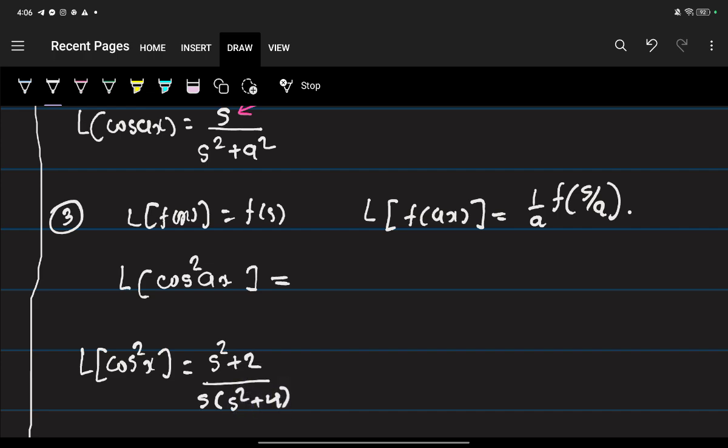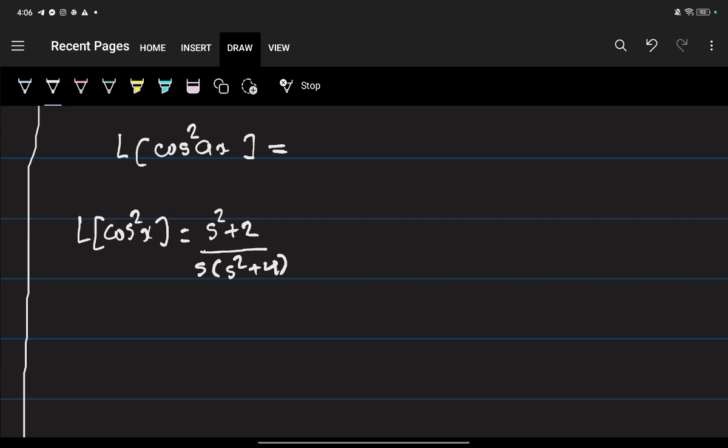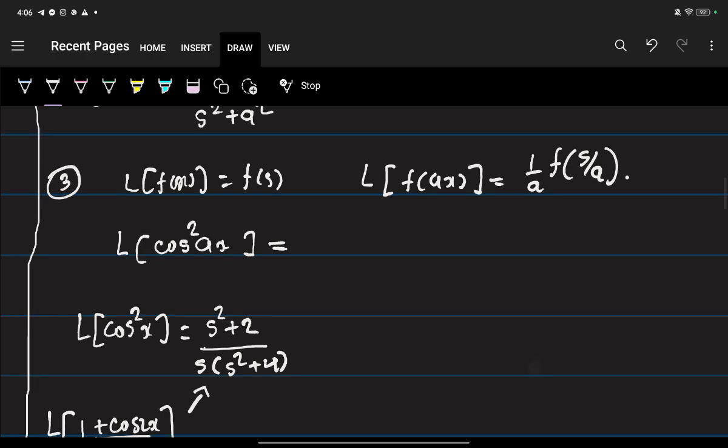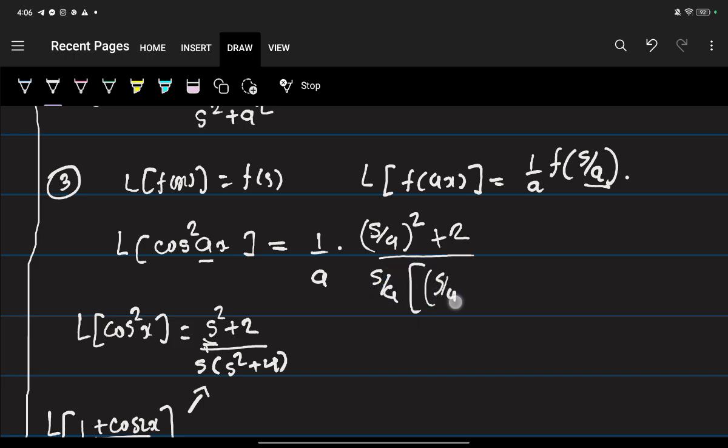And how can you find it out? By just converting cos square x into 1 plus cos 2x divided by 2, and you can get this answer. Alright, so what is the Laplace transformation of cos square ax? It will be simply 1 by a multiplied by, you just got to replace s with s by a. So it will be (s by a) whole square plus 2 divided by s by a multiplied by (s by a) whole square plus 4. That's it. That is the answer.